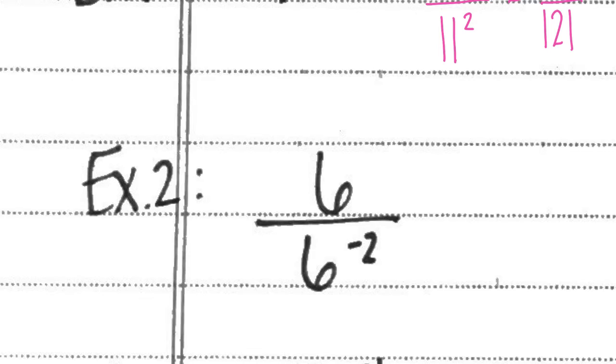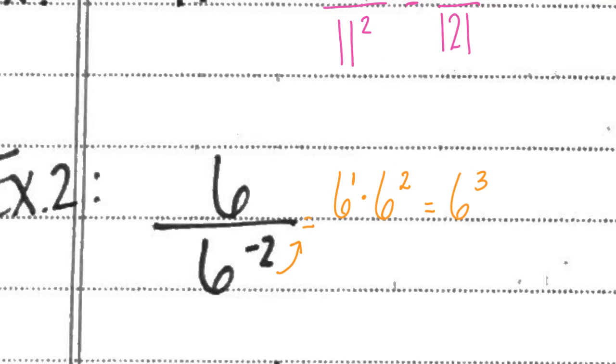Moving on. Example 2 says 6 over 6 to the negative second power. So I know this guy has to come up. So I have 6 times 6 squared. Well, 6 to the first and 6 squared is 6 to the third power. And again, you have this memorized. So if you have it memorized, you can go ahead and tell me 216.